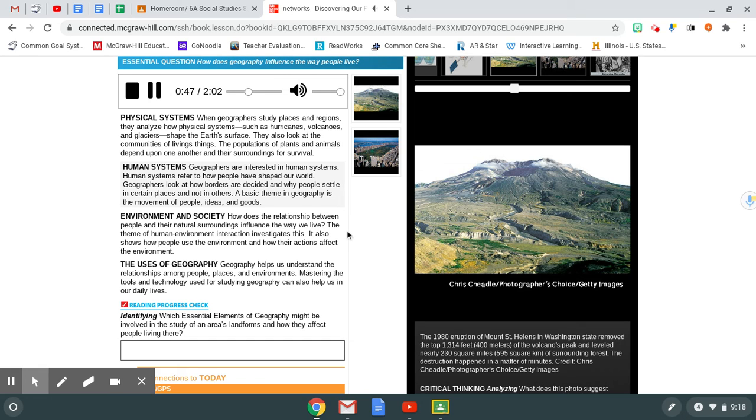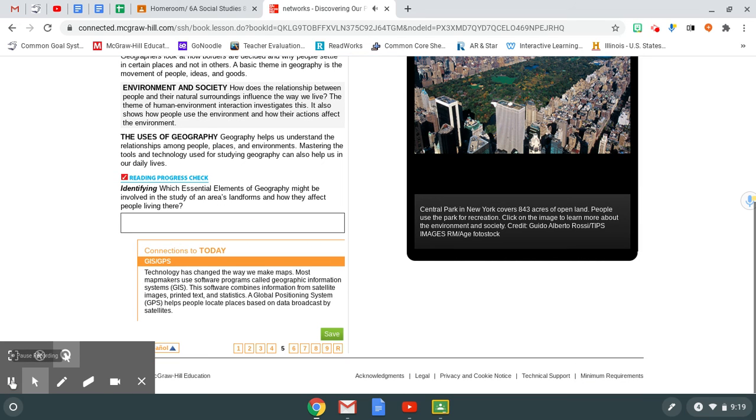Environment and society. How does the relationship between people and their natural surroundings influence the way we live? The theme of human-environment interaction investigates this. It also shows how people use the environment and how their actions affect the environment. The uses of geography. Geography helps us understand the relationships among people, places, and environments. Mastering the tools and technology used for studying geography can also help us in our daily lives.